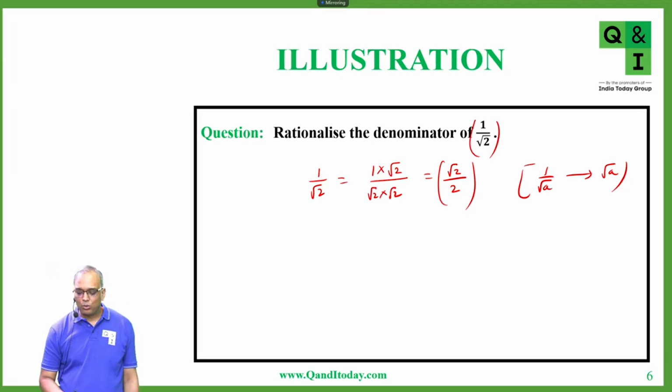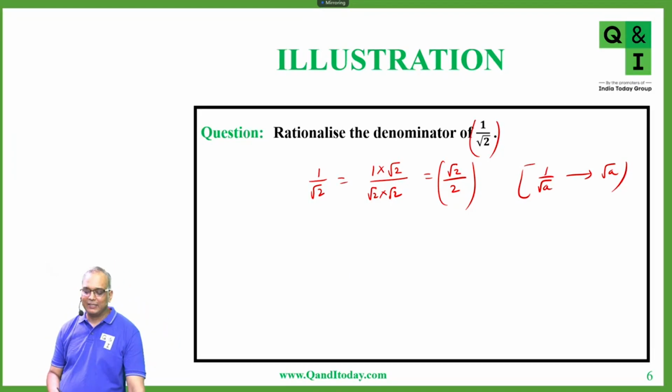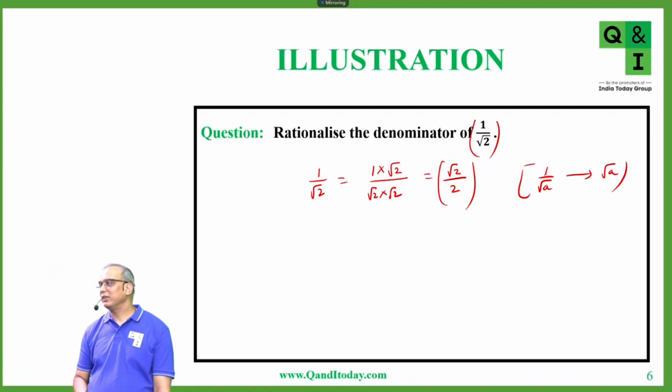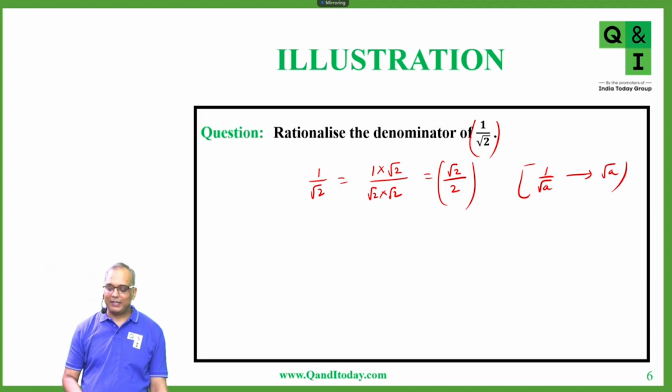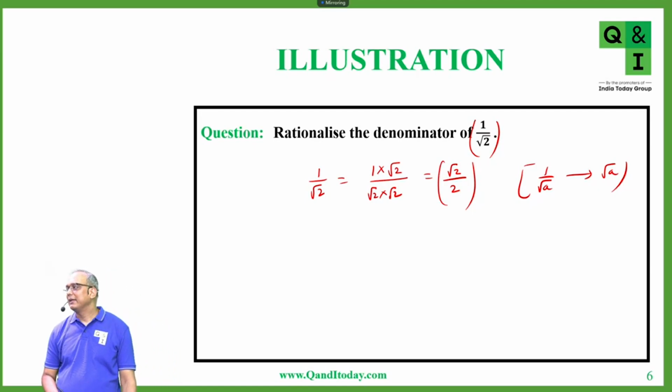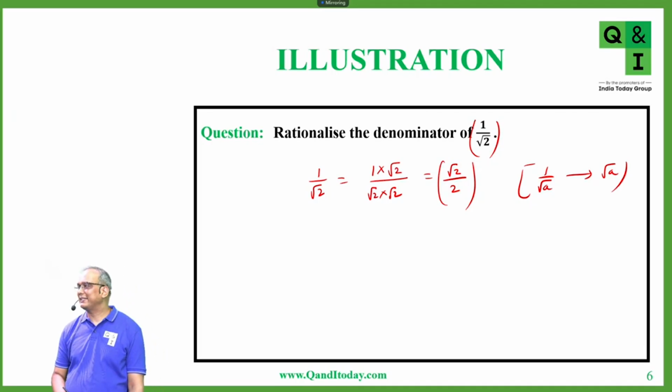And root 2 upon 2 is not 1. You are correct in your answer. The denominator is root 2 by 2, but not 1. Okay, so it was a typo. So root 2 by 2 is the rationalized form of 1 by root 2. Is this clear to everyone? Shall we move to the next question? Next example?